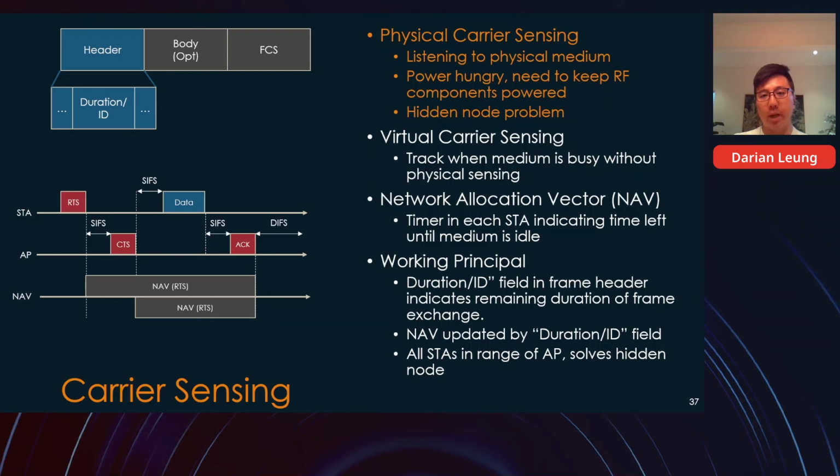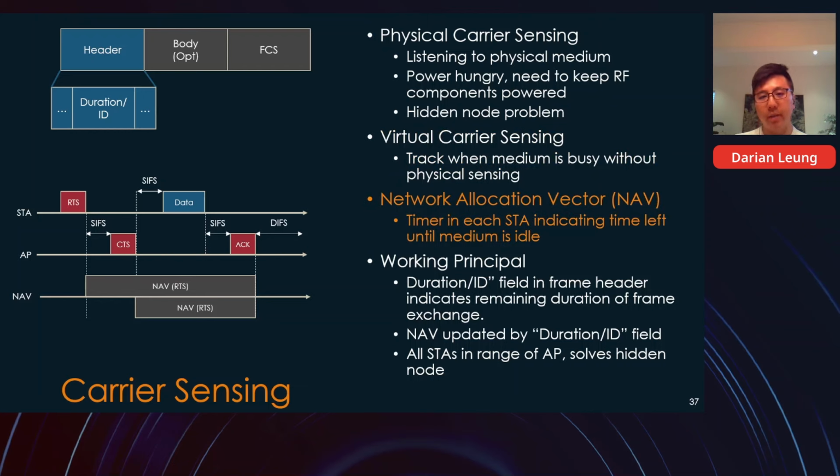Firstly, we have physical carrier sensing, which is when a station keeps its radio powered and is actively listening to the medium. However, keeping the radio powered is power intensive, and the hidden node problem could also lead to false idle conditions. Therefore, Wi-Fi also has virtual carrier sensing, which is the method of tracking whether the medium is busy without the need to physically sense the medium.